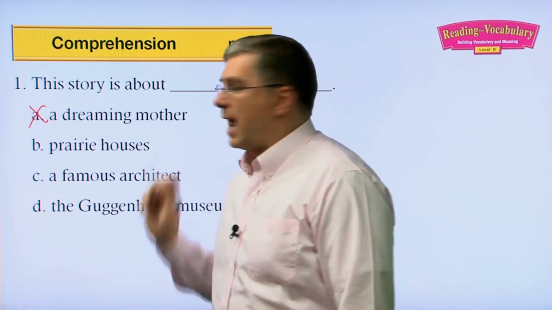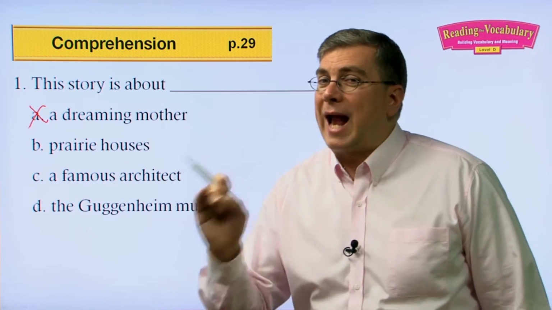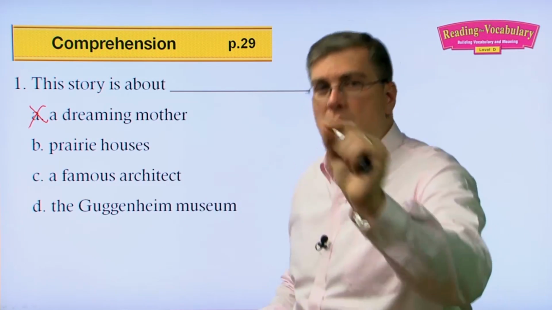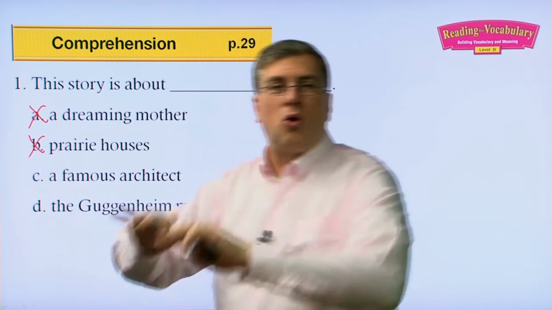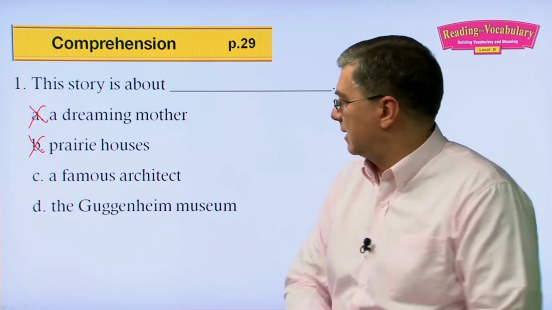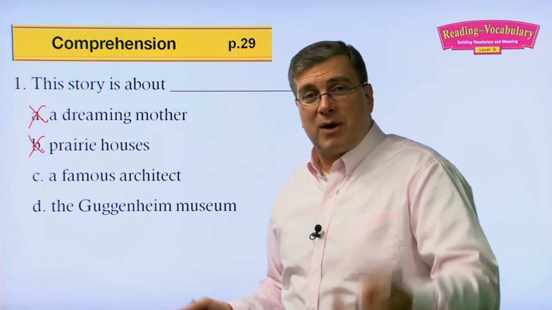This story is about prairie houses. Again, yes, we did mention prairie houses, but that was just a small part. Just one short part of a sentence. It's not the whole topic. It's not the main topic. This story is about a famous architect. Yes, we talked about Frank Lloyd Wright.